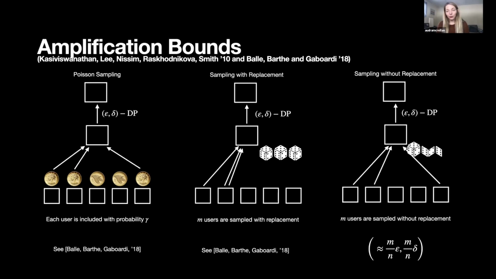The amplification bounds for Poisson sampling and sampling with replacement do exist, but they're just quite hard to state. So I'm not going to state them here, but if you are interested, then you should see this very nice paper. But the one for without replacement, we can state quite easily. It just says you get about the same amplification in epsilon as you got in the pure differential privacy case. And you also multiply delta by about the fraction of people who are in the final sample. Okay, so this is privacy amplification by subsampling.